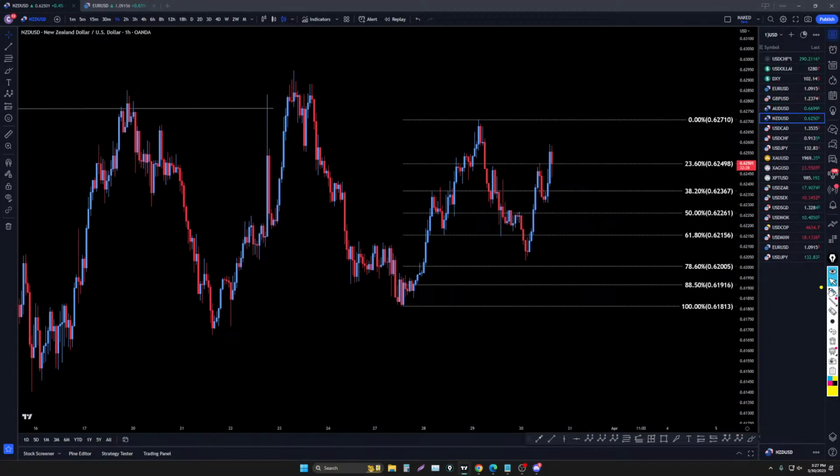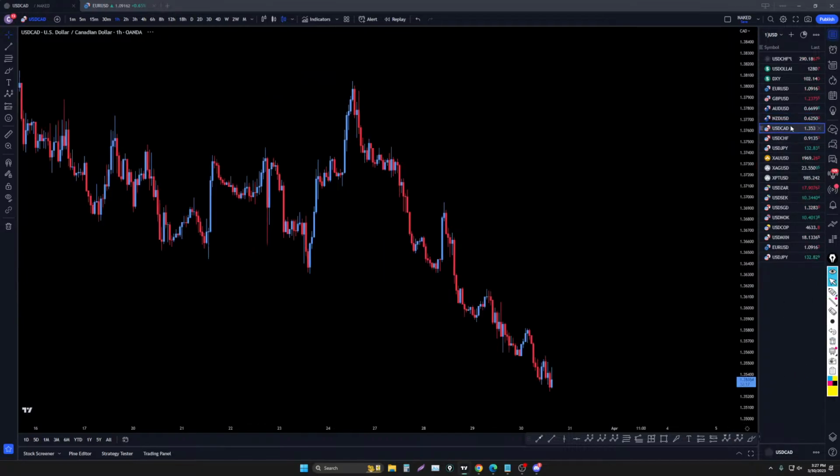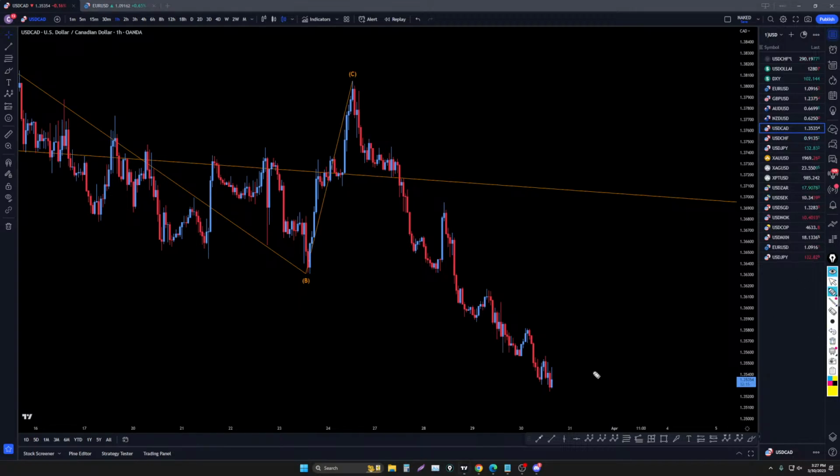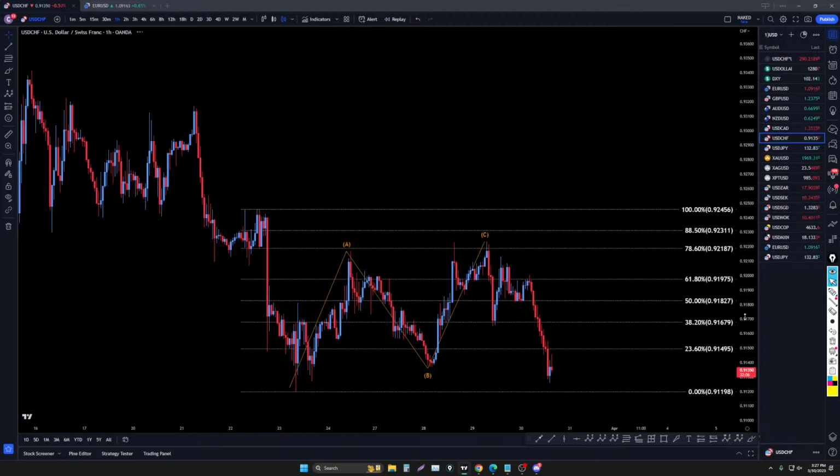Kiwi's still going up. Last structure's right here, so unless it goes down and takes that out, the trend is definitely up. And it very easily could just keep going up like that, making higher lows. US dollar Canadian, our last structure's right there. Even if it does take that structure out, it's probably just going to be another correction and another continuation of the downtrend. US dollar Swiss, I think, is definitely in a wave 3. We got a 1, 2, 3. No reason to think that even the 3's over. It very easily could just keep drifting down.